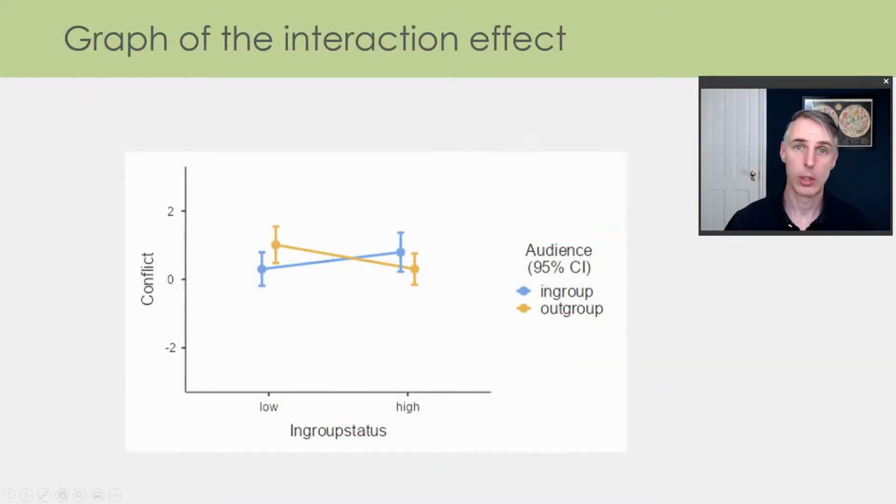Jamovi also allows you, in the plots option, to graph that, and visually representing interaction effects can be very effective in communicating them to a reader. Here we have the effect of status, low versus high, broken down by audience condition, in-group and out-group. We can see the steepness of this slope, and the fact that this estimate is outside the confidence interval suggests that the effect of status, the difference between the low and the high status condition, is significant in the out-group audience condition and not in the in-group audience condition.